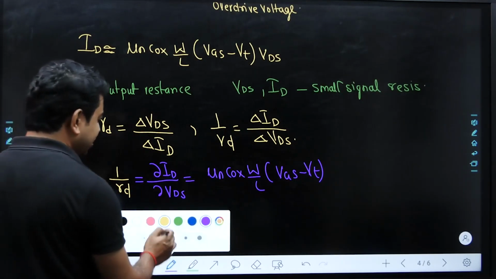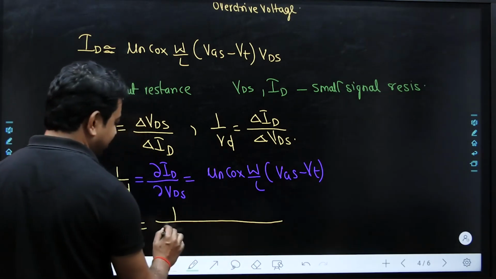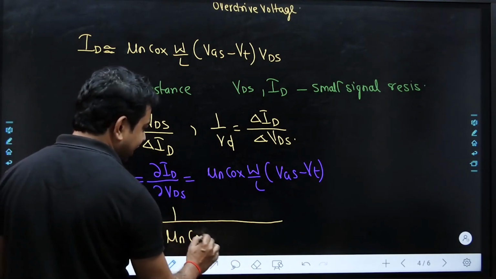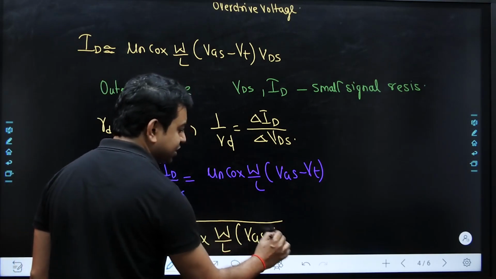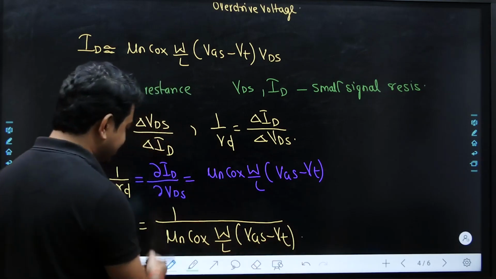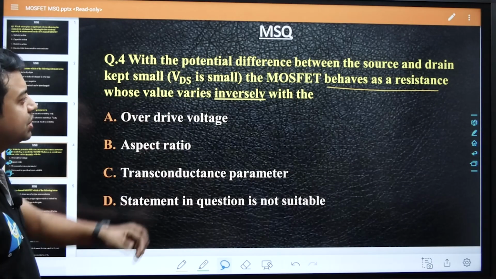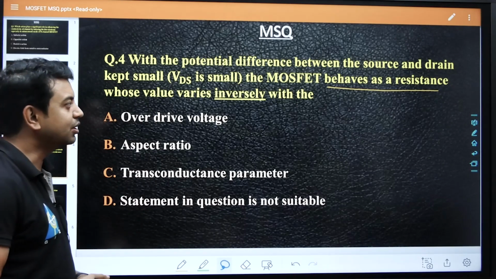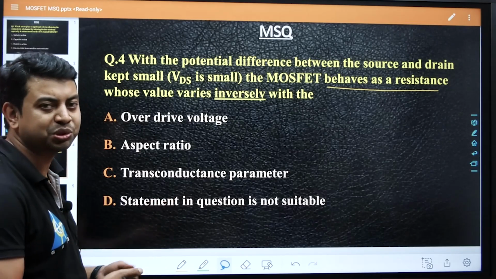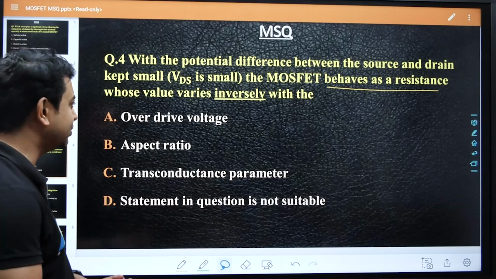Then if someone asks you what the RD resistance is, I can say this will be given by 1 divided by mu n Cox W upon L, multiplied by VGS minus VT. So this is the resistance. Now come to the question. In this question, with the potential difference between the source and the drain kept small, that is VDS is small, the MOSFET behaves as a resistance. Yes, we find the MOSFET is behaving as a resistance whose value varies inversely with.